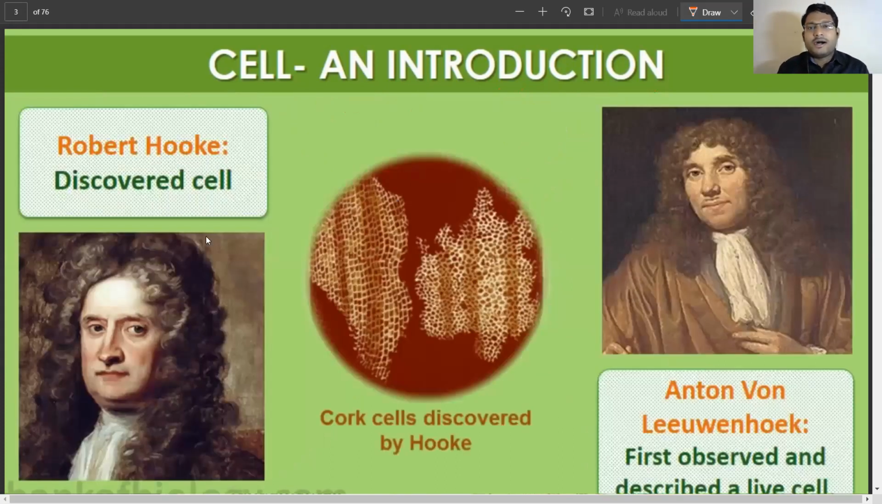So when we talk about the discovery of the cell, the first name that comes to our mind is Robert Hooke. Okay. And when we say Robert Hooke, we talk about the cork cell that he discovered with a primitive microscope. Remember, at that point of time the microscope was primitive, and whatever he could see was limited by the quality of the microscope. So what he saw is the box-like cells.